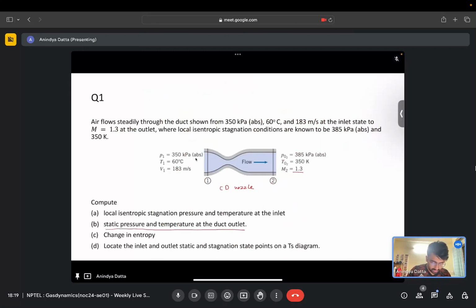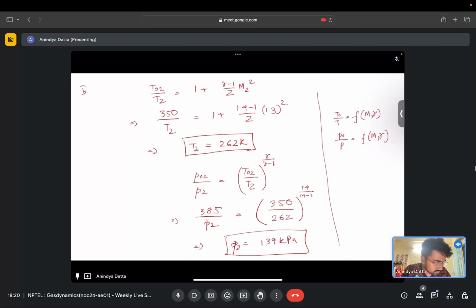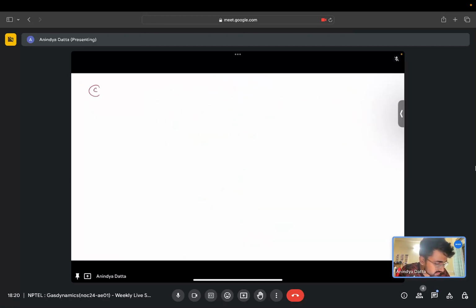So what is the question? What is the change in entropy? This was part B, and part C is the change in entropy. Which formula should we apply here? Delta S = S2 minus S1.